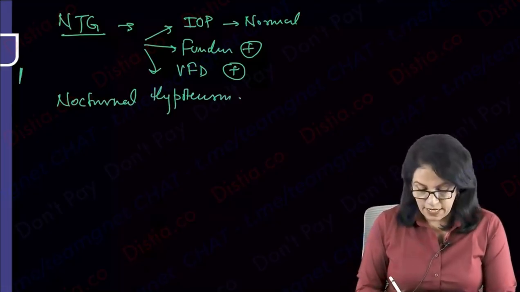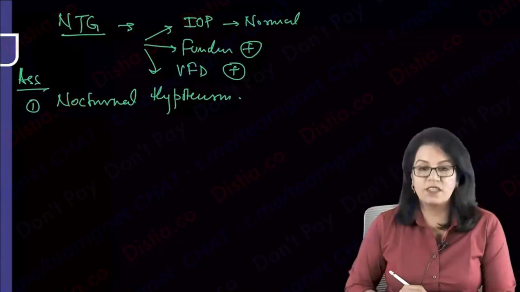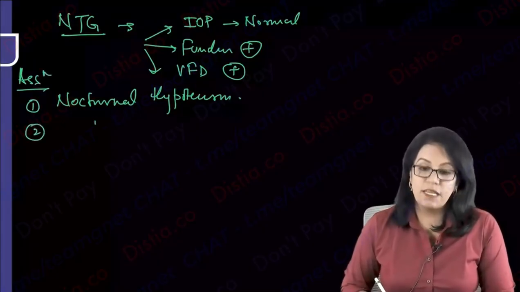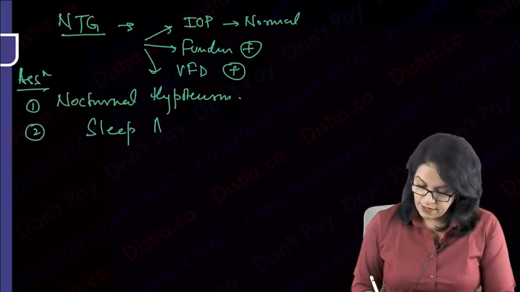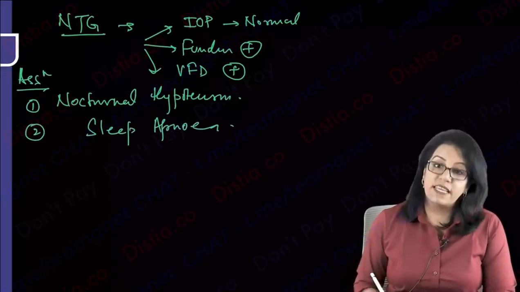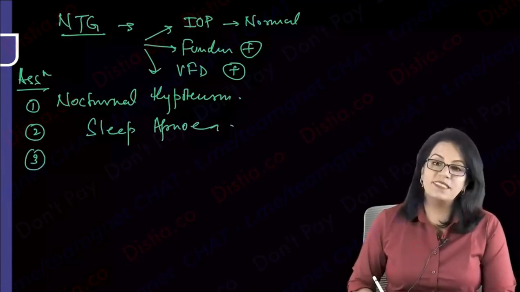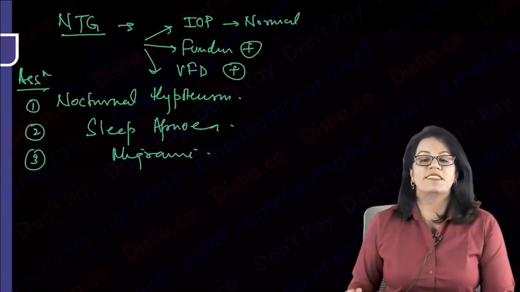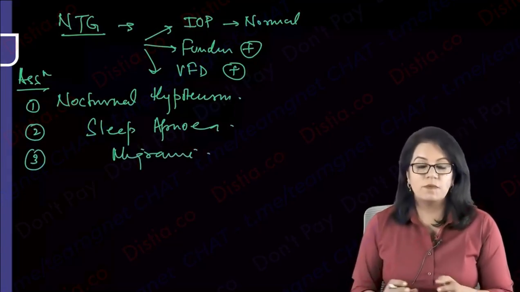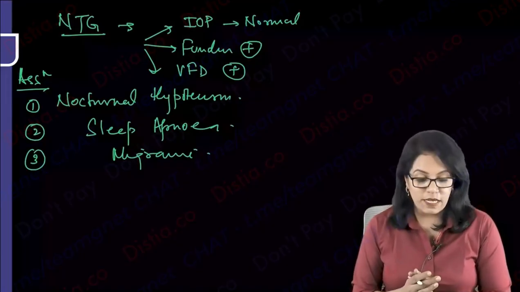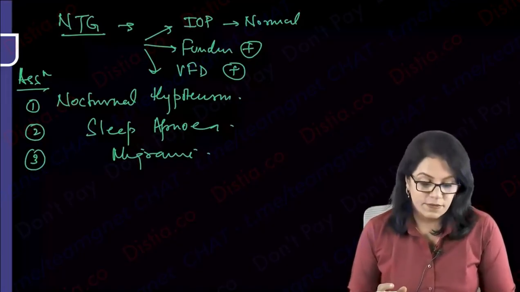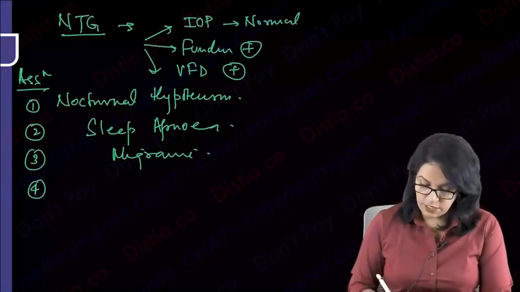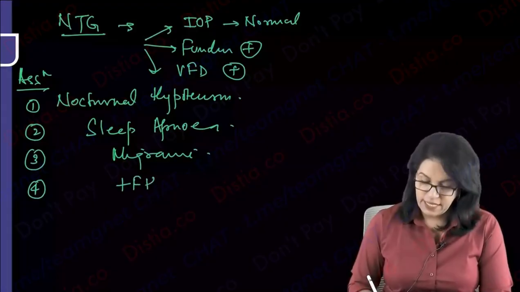And what can be the associations? Patients with nocturnal hypotension, right. Second association could be sleep apnea patients, okay, and even migraine patients, migraine being very common. So wherever there is some disturbance of the blood supply, these people are at a high risk of developing normal tension glaucoma, okay. And of course, you may also get a significant positive family history, okay, right.